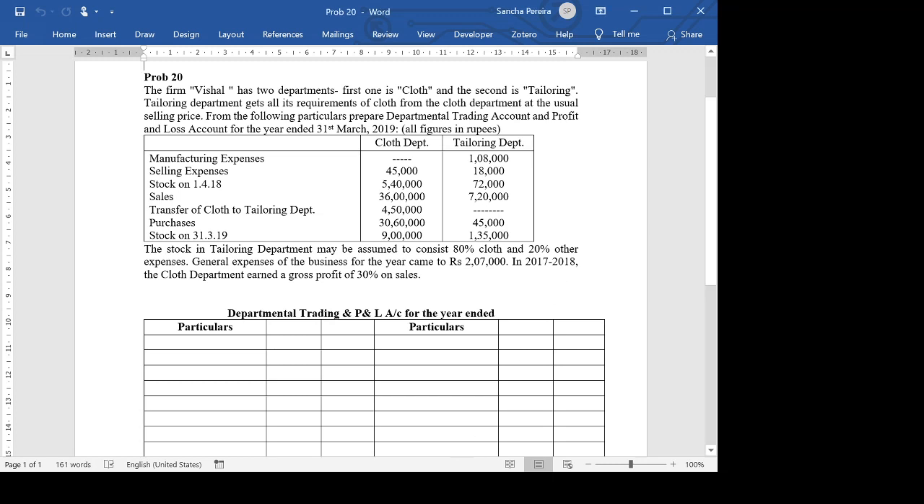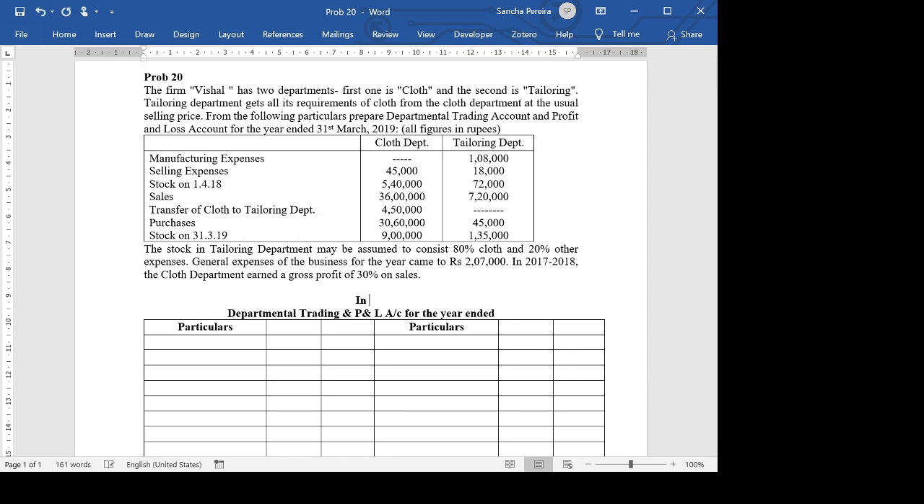This problem is a very short problem. The only reason I've taken up this problem is because of the calculation of stock reserve on opening stock. The firm Vishal has two departments. They've given all the details. They've also told us that the tailoring department gets all its requirements of cloth from the cloth department at the usual selling price. So that's something we need to be careful about.